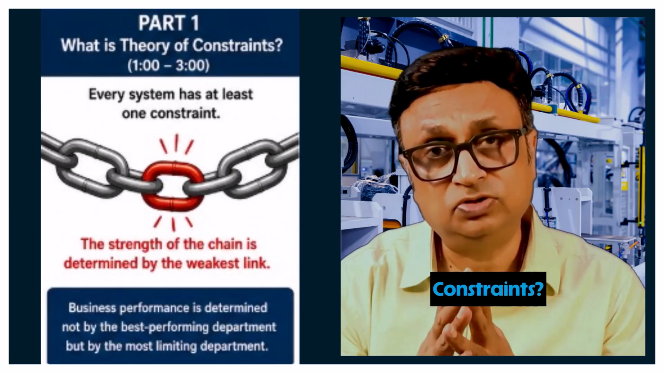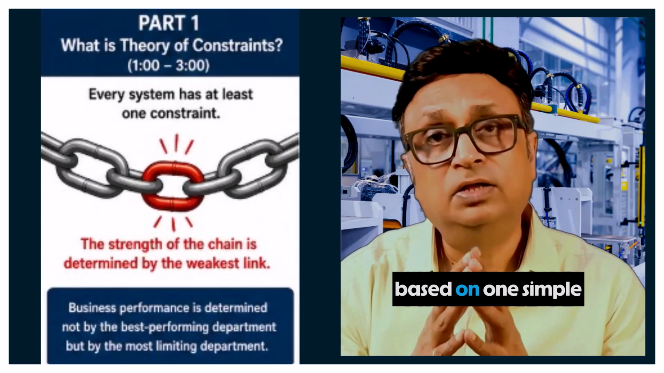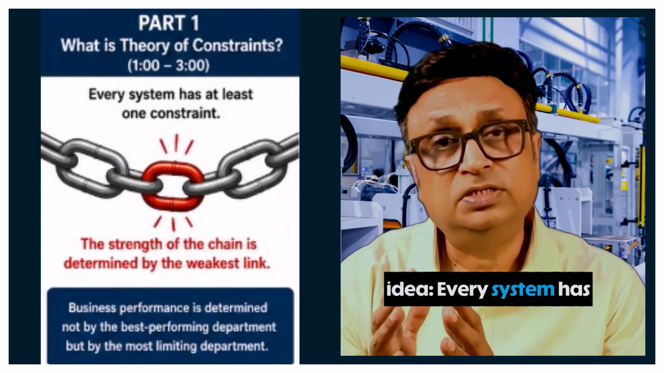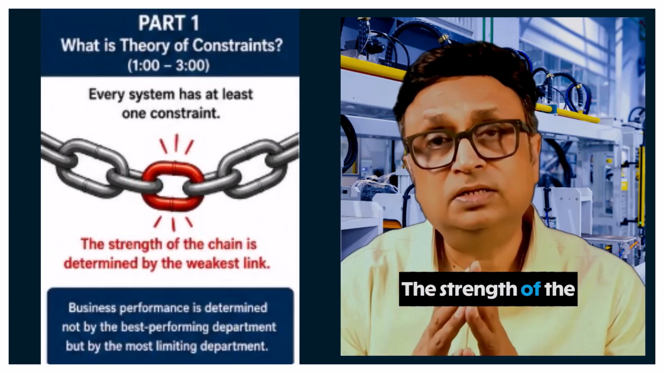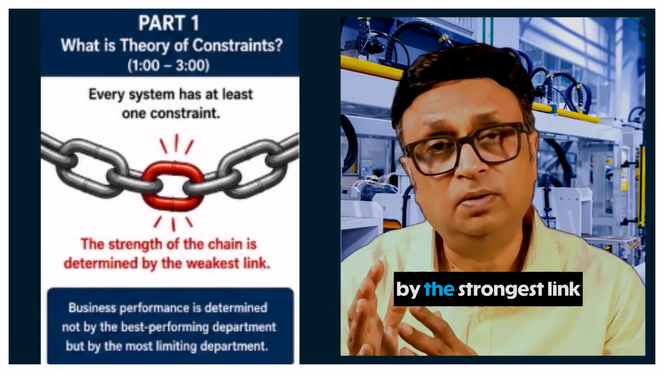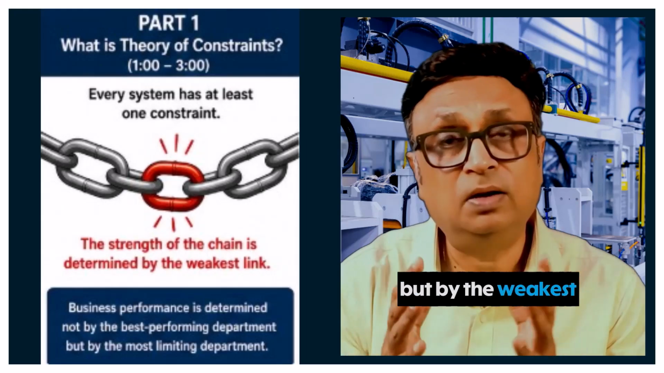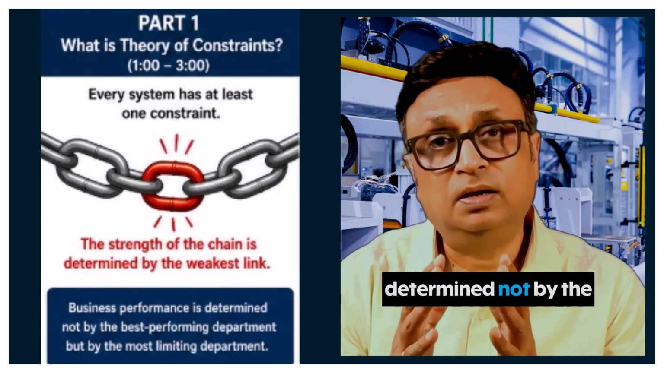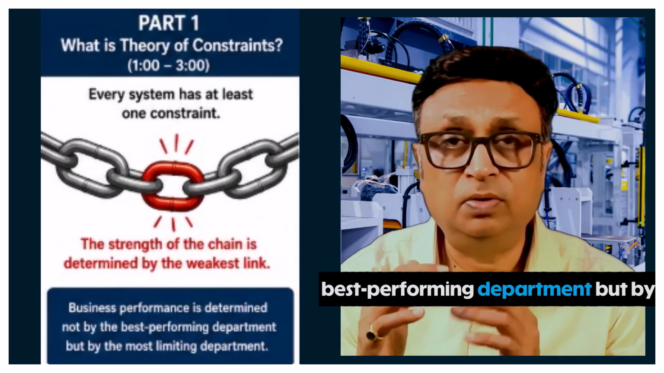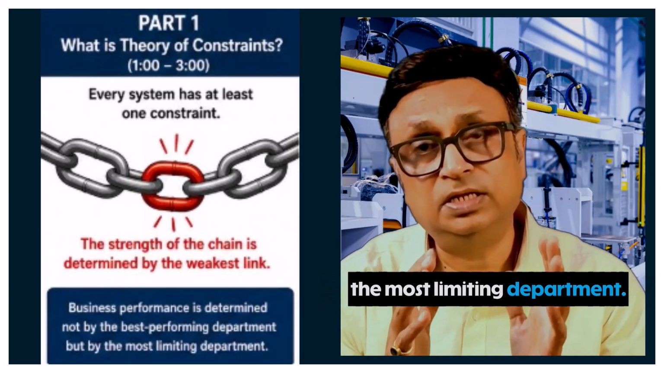What is the theory of constraints? Theory of constraints is based on one simple idea. Every system has at least one constraint. Think about a chain. The strength of the chain is determined not by the strongest link, but by the weakest link. Similarly, business performance is determined not by the best performing department, but by the most limiting department.